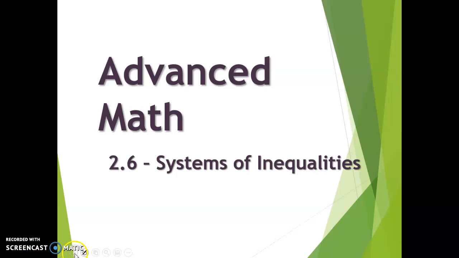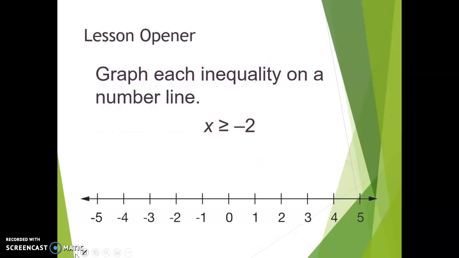Hey guys, this is Mrs. Harbin and this is Advanced Math 2.6. Today we'll be looking at solving systems of equations, specifically solving systems of inequalities.